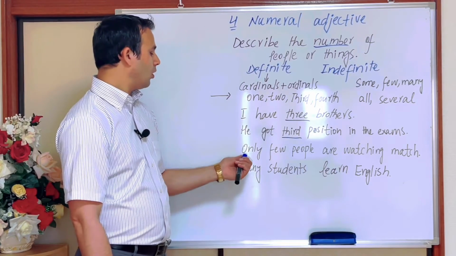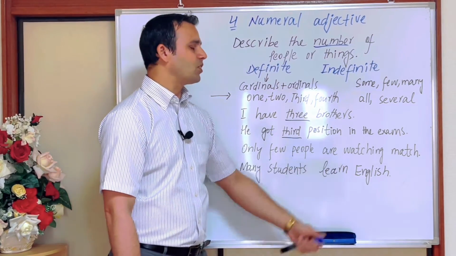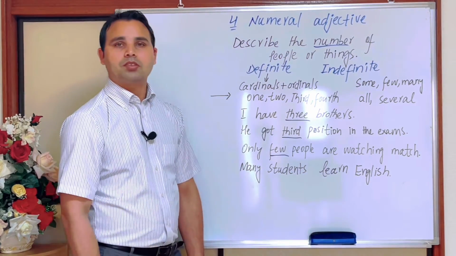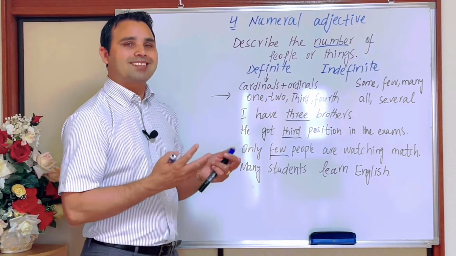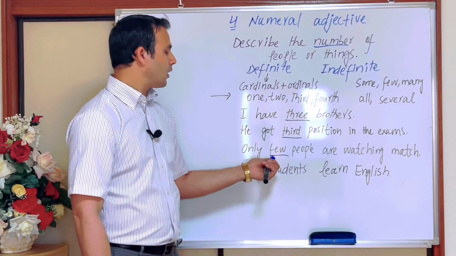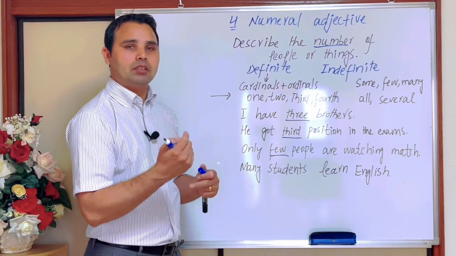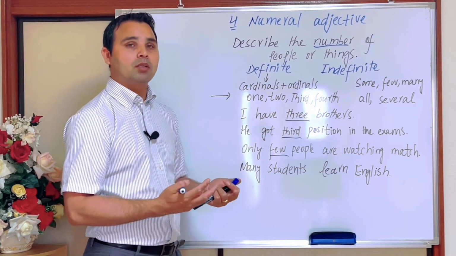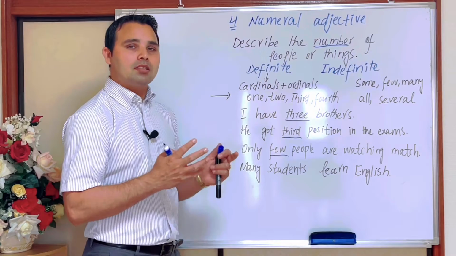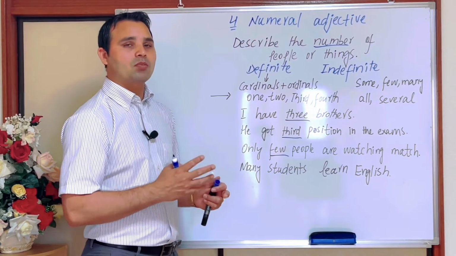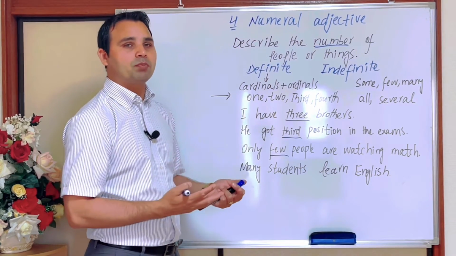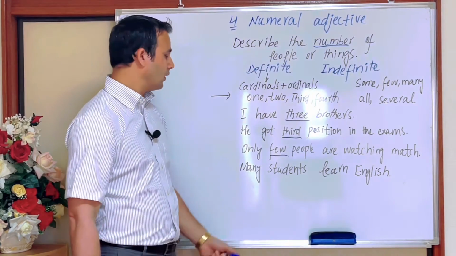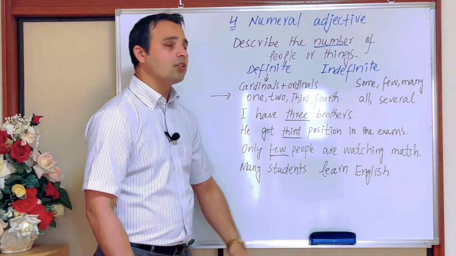Next example. Only few people are watching match. Only few. You don't know the exact number of the people. There are few people. Maybe there are only 3, maybe there are 10, maybe there are 20, 30, maybe there are 100, but there is no exact number of people. So when there is no exact number of the people or things, they are called indefinite numeral adjective. Only few people are watching match.